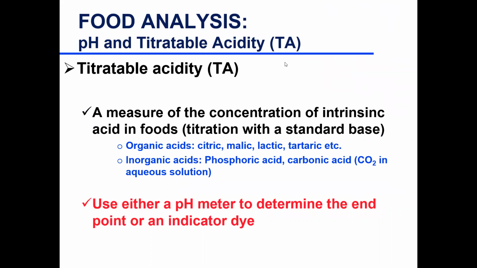Moving on to titratable acidity, again, it's a measure of the concentration of the intrinsic acids in food, or the organic acids that are commonly found in food. The organic acids commonly found in food can be many. Some of them are citric acid, malic acid like in apple, lactic acid in dairy type of foods, tartaric acid in grapes, and so on. So there's so many different ones.